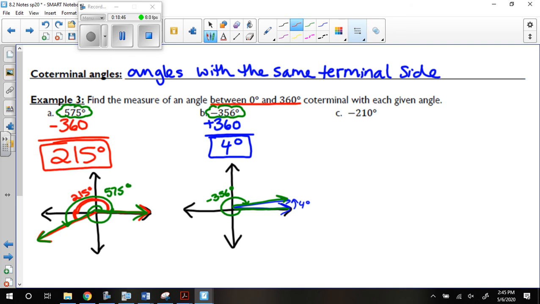Okay, and for negative 210, we have to add a full rotation to get between 0 and 360, so add 360, and that gives you 150 degrees. Okay, so a picture version.